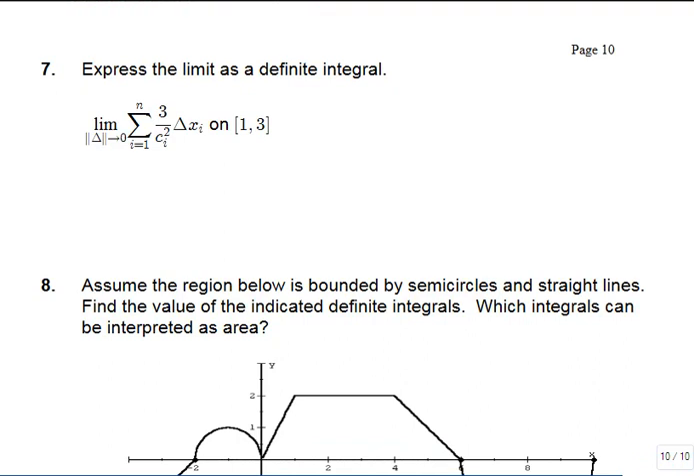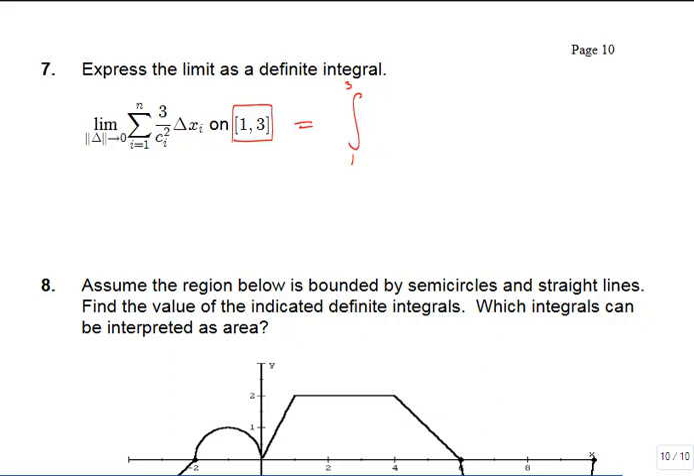Next example. Express this limit as a definite integral. So this should look like a Riemann sum. This is the limit as the norm goes to 0 of the sum from 1 to n of 3 over c sub i squared delta x sub i. So out of all of this, we need to try and figure out what integral this represents. First of all, one easy thing that should be able to be determined are the bounds, because they tell me what interval I'm looking at. So those are your bounds right away. This has to be from 1 to 3.